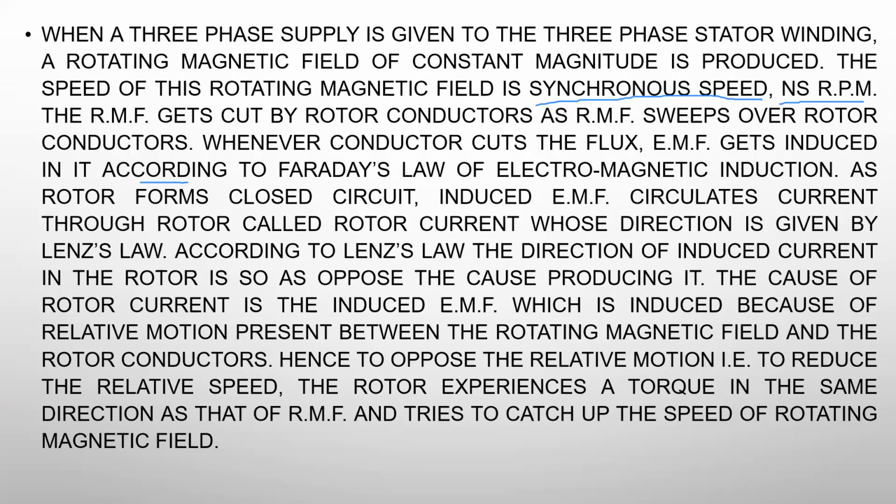As the rotor forms a closed circuit, the induced EMF circulates a current through the rotor. So that is, rotor current is produced. This is given by Lenz's law. According to Lenz's law, the direction of the induced current in the rotor is such as to oppose the cause of producing it. So the cause of the rotor current is the induced EMF.